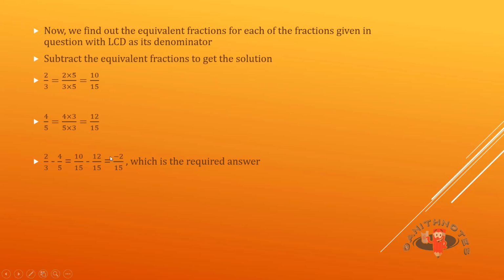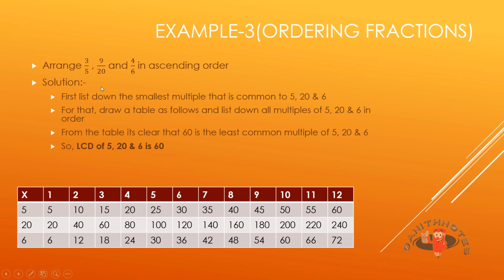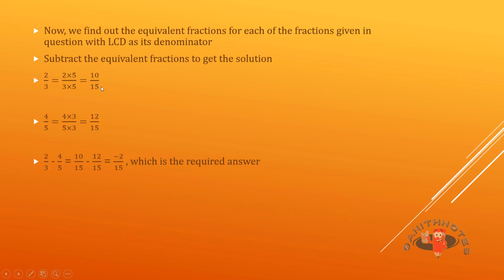So how do you convert 2 by 3 into an equivalent fraction having 15 as the denominator? You have to multiply the denominator by 5, and you also have to multiply the numerator 2 by 5 so that this particular fraction is not changed. So the equivalent fraction is 10 by 15 for 2 by 3. So on similar lines, the equivalent fraction for 4 by 5 is 12 by 15.